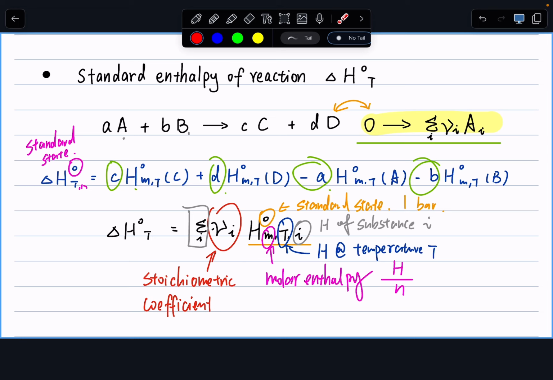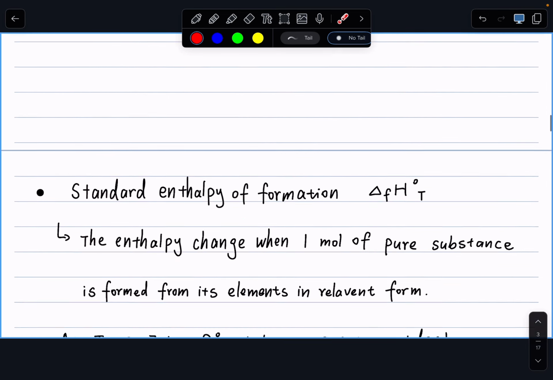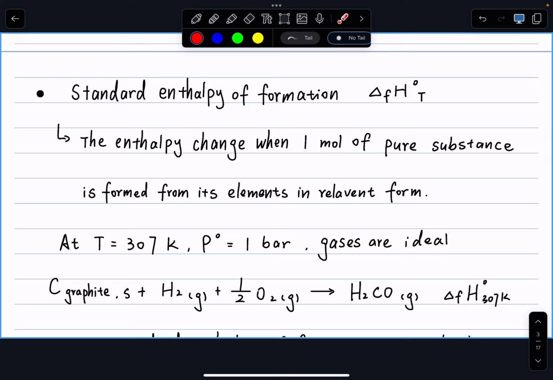All right, next one. So now we have a way to define our standard enthalpy of the reaction. How exactly are we measuring the standard enthalpy of the reaction? There are so many things going on, right? For every reaction, for every substance, we need a molar enthalpy. So how do we actually do it? The way we measure it is by using the standard enthalpy of formation.